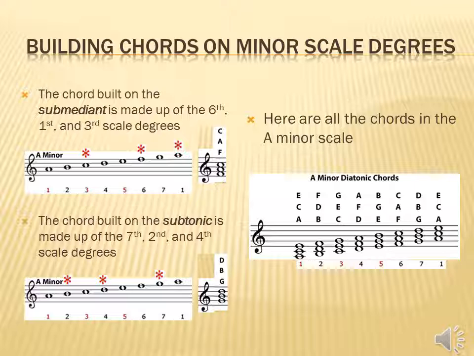Here are all the chords in the A minor scale. We have A minor, B diminished, C major, D minor, E minor, F major, G major, and back to A minor.